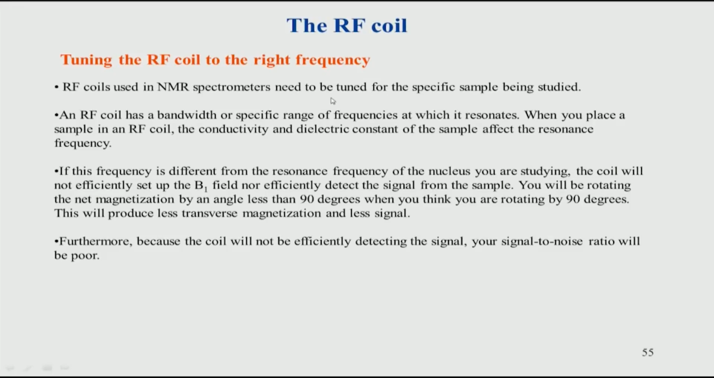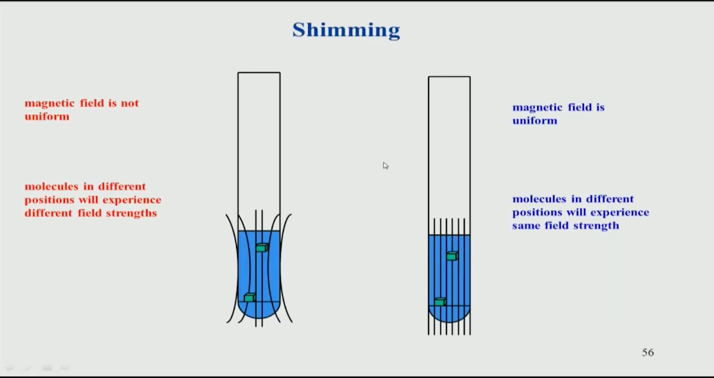Similarly, the coils have to be tuned to different frequencies, so that we get maximum benefit or sensitivity for studying that particular kind of coil. So, this is the basic idea behind the RF coil, and the next important thing in NMR is what is called shimming. In shimming, what happens is the following.